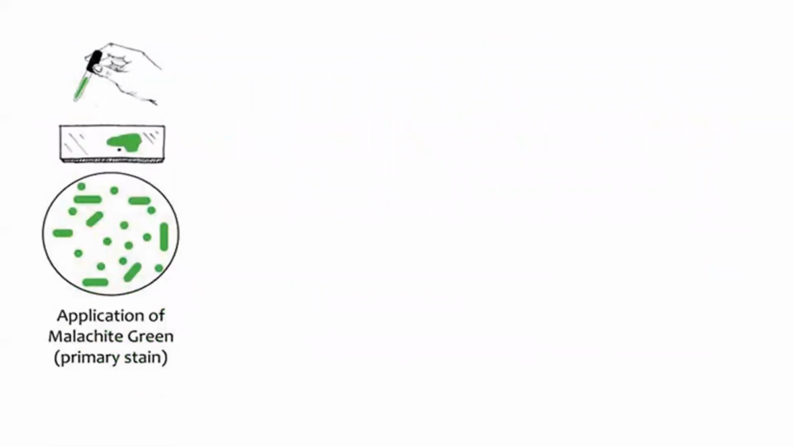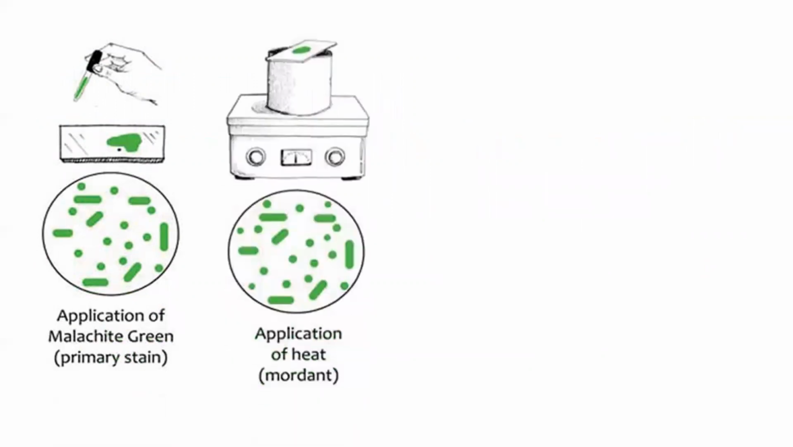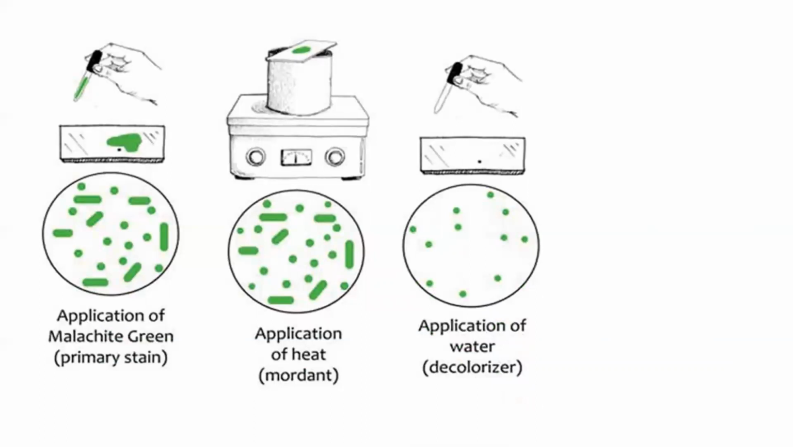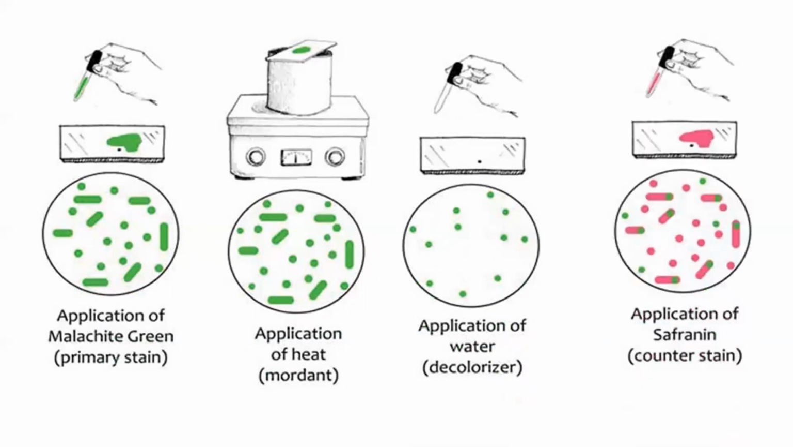So how will we stain the endospore? First, after preparing the bacterial smear on the glass slide, we apply the malachite green, and this is the primary stain. Then application of heat, where heat of steam is acting as a mordant. Next step is the application of water, and water is acting as a decolorizer to get rid of the excess stain. And lastly, the counterstaining part, that is application of safranin, is done.